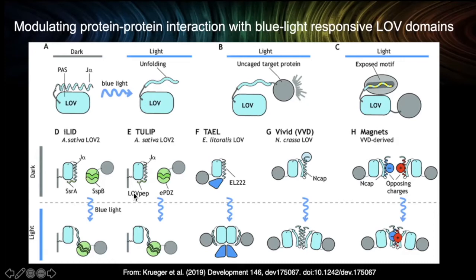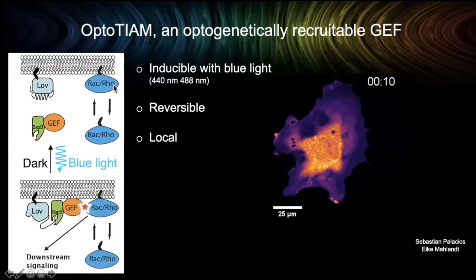So it's reversible. And just to show you, this is the exact similar experiment as I showed you before, but now with optogenetics. So we have the LOV domain at the membrane, the bait, so it's inactive, there's no light, the GEF is floating around, it cannot reach its target, and we labeled the GEF, so we can see the GEF in the cells. This is in the dark, but after we add blue light, then we recruit the GEF by optogenetics to the membrane where it can find the Rho.